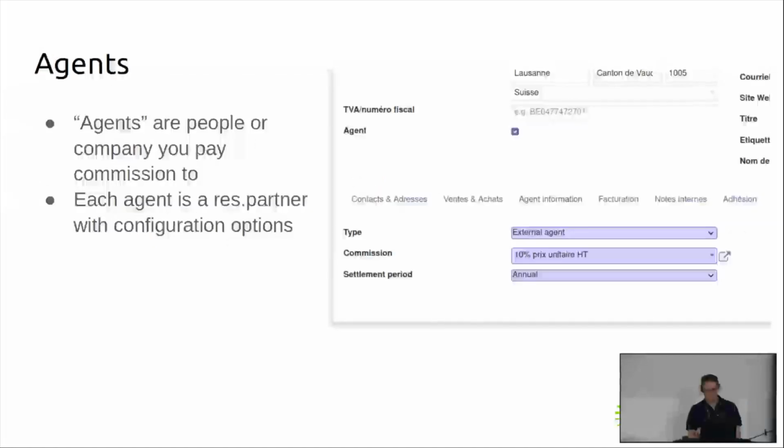So how to configure an agent? You use just a REST partner where you have to check the agent checkbox. You can set a commission type. For now, there is only one in the basic modules. Then you set up a default commission. And very important is the settlement period, which means that a settlement will be created for each period. So there, if it's annual, you will have one settlement for 2023 for the whole year for this agent.